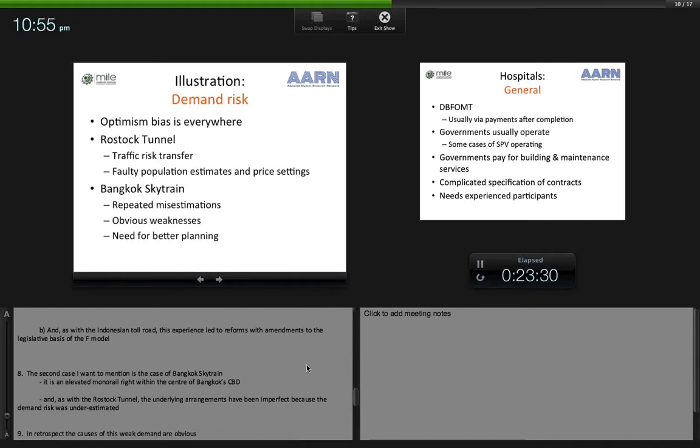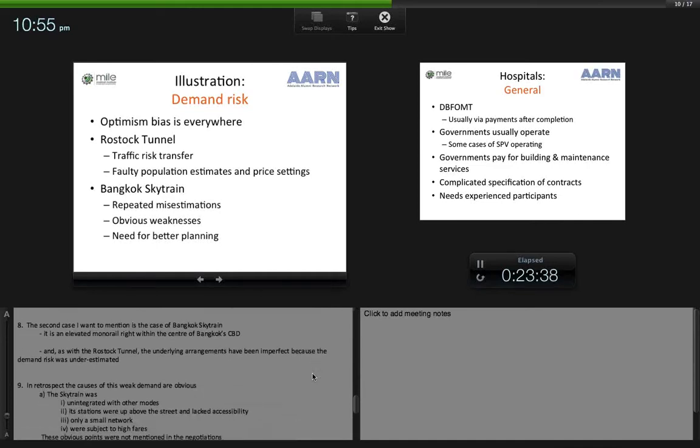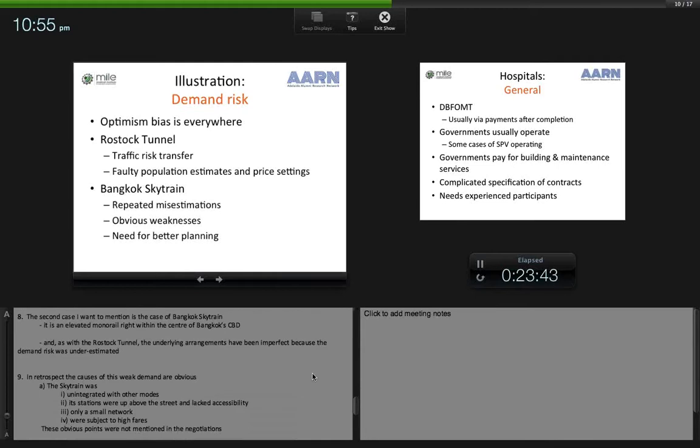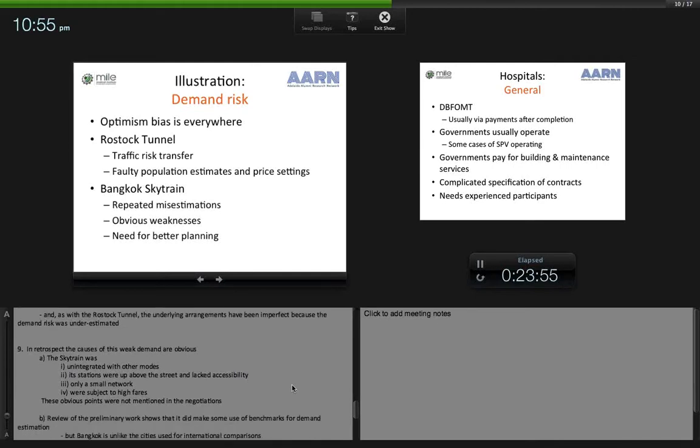Now, the second case I want to mention in this regard is the case of the Bangkok SkyTrain. I don't know if you know it, but it's an elevated monorail right within the centre of Bangkok CBD. And as with the Rostock Tunnel, the underlying arrangements have been imperfect because the demand risk was underestimated. In retrospect, the causes of this weak demand are in fact obvious. The SkyTrain was unintegrated with other modes of transport. Its stations were up above the street and lacked accessibility. And the SkyTrain was only a small network. It had very limited coverage within the CBD. And it was also subject to high fares.